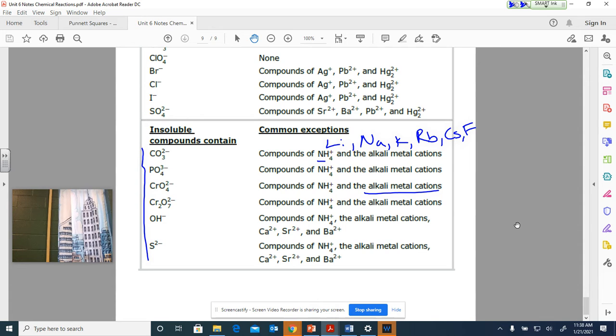And then a couple of these down here have ammonium and the alkali metals and calcium, strontium, barium. So it has the same thing, ammonium has all those alkali metals and calcium, strontium, and barium. Okay. All right, now let's scroll up and try to figure out how to write this reaction.